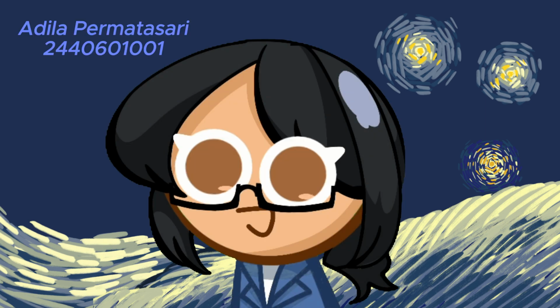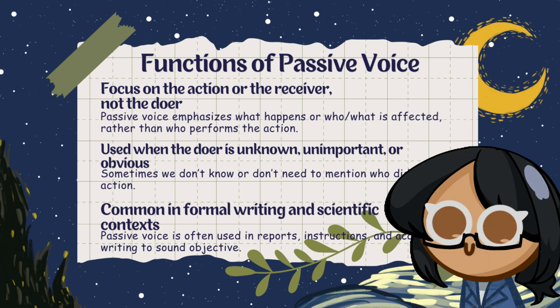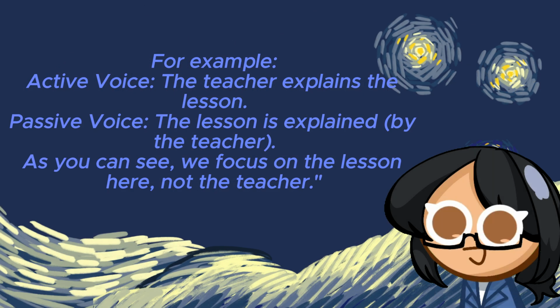Now it's my turn to explain about passive voice, or more specifically about its function and how to change an active sentence into the passive one. Let's dive right in. First, we use passive voice when we want to focus on the action or the receiver of the action instead of the one who performed the action. In simple terms, it's like saying what happens or who or what is affected without worrying about who exactly does it. For example, in active voice, the teacher explained the lesson.